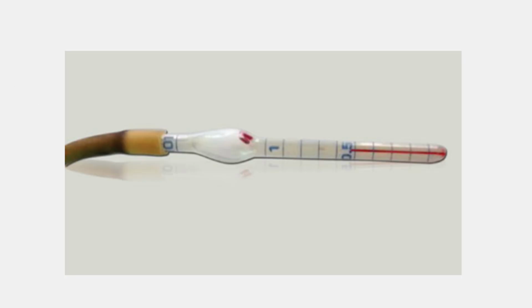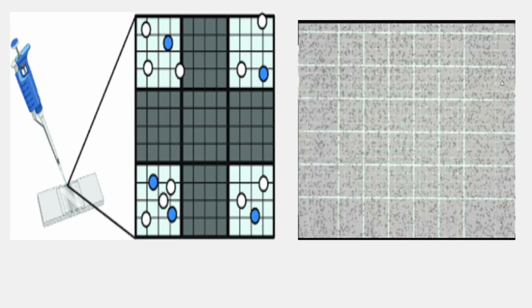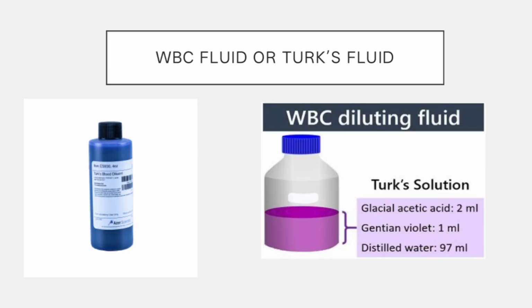So this is the RBC pipette. We can see that the blood has been drawn up to 0.5 and the fluid up to 101. So this is a method of charging. On the right hand side you can see the RBC chambers containing 25 boxes, and after charging we get the count like this.